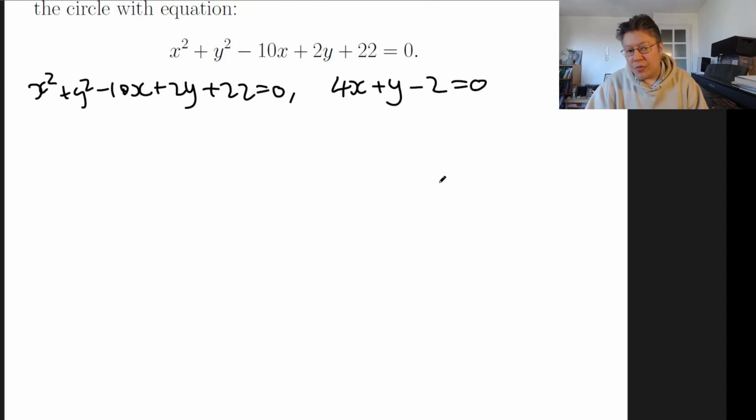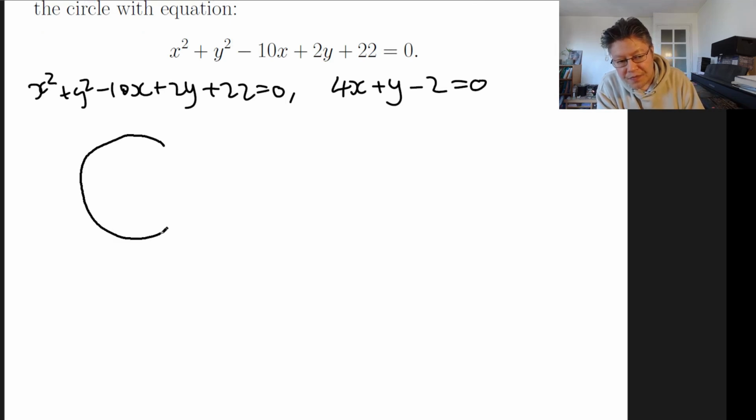So in order to do this, we'll first visualize it. So we have a circle and we have a straight line. And the shortest distance between the circle and the line is this distance over here. So we need to somehow calculate this.